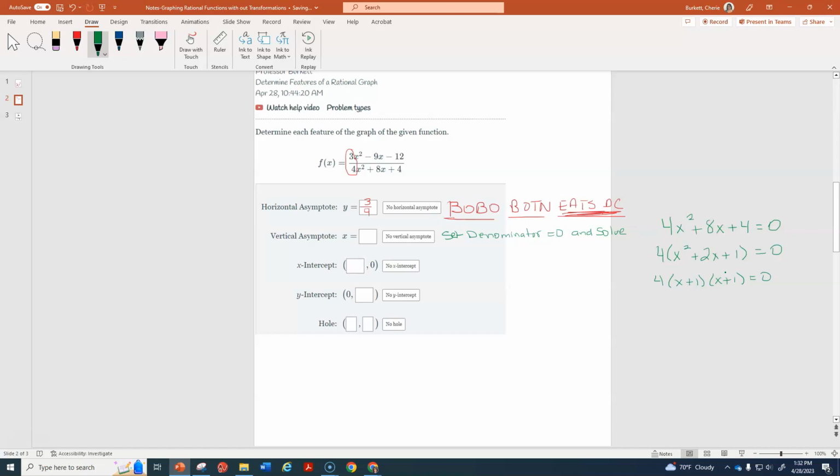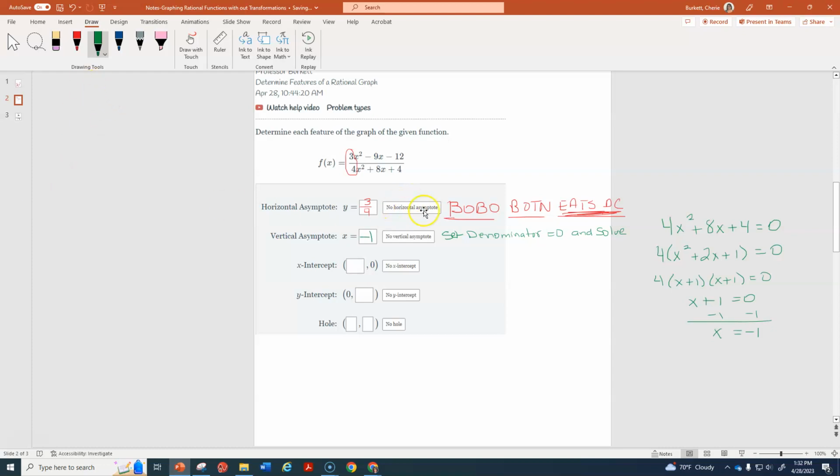So that's the whole denominator set equal to 0. I'm going to take each factor and set it equal to 0. I did not need that beginning parentheses right there. So I'm going to take the factors and set them equal to 0, and that's going to say minus 1, minus 1. That's going to give me x equals negative 1. So x equals negative 1, that's where my vertical asymptote is. So in this case, I'm going to write x equals negative 1.